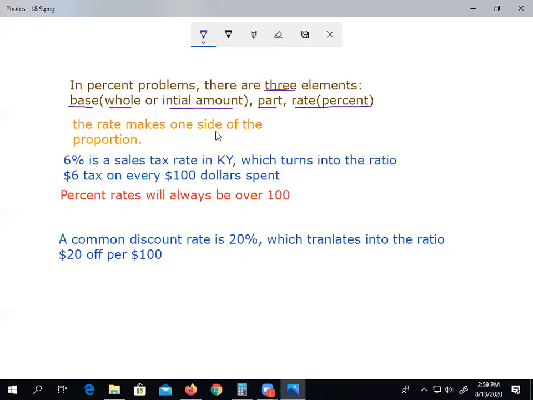The rate actually makes one side of the proportion, because the rate's going to be something over 100. So that's going to be a key part. So when I use proportion math, the rate is actually going to be one side of the proportion.